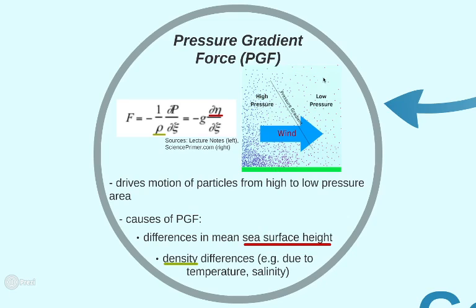So this is high pressure and that's low pressure, and the force is going against the direction of the pressure gradient. And causes of the pressure gradient force in the ocean are differences in mean sea surface height and density differences. So that's, for example, due to differences in temperature or salinity within the ocean.